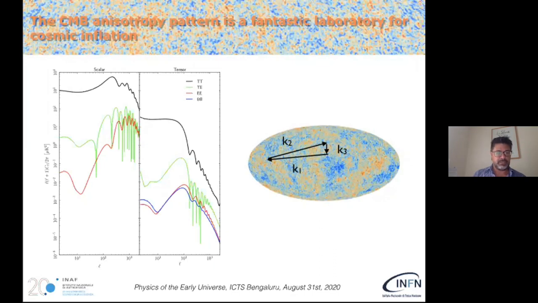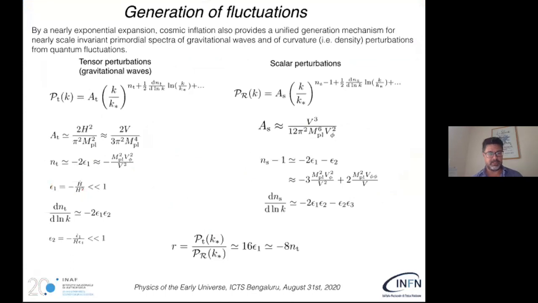So to make contact with what Nicola has already said, by constraining the scalar and tensor power spectrum, you can constrain the inflationary parameters, either the Hubble rate during inflation and its deviation from an exact exponential expansion, or the inflationary potential. And here I'm just reporting as a reference the theoretical inflationary slow-roll prediction of the primordial power spectrum to second order in slow-roll parameters for the simplest models.